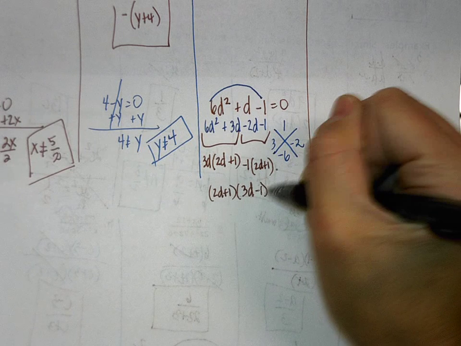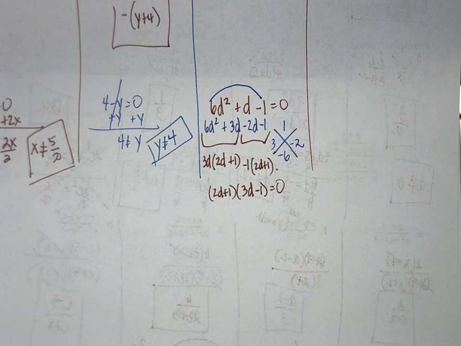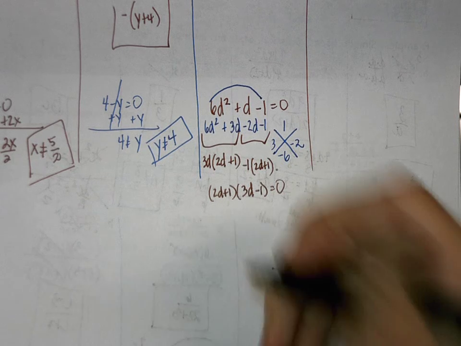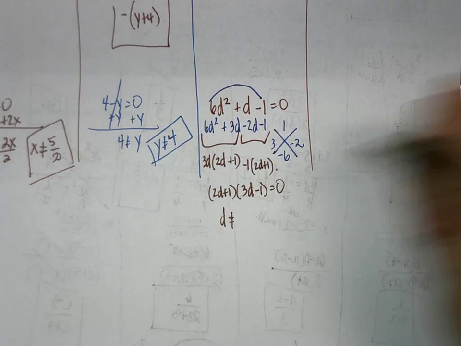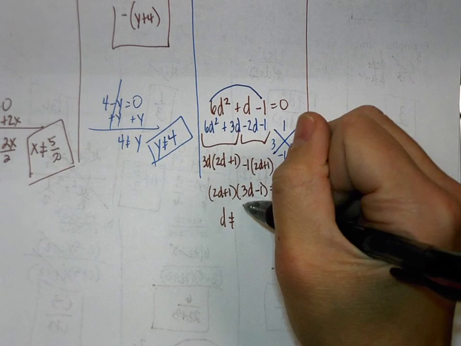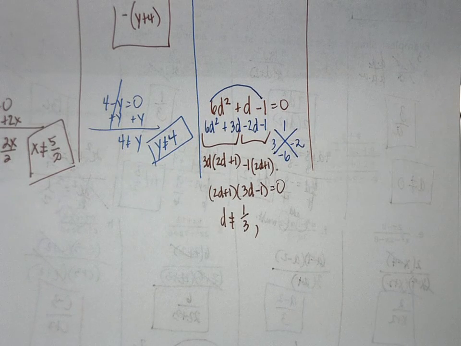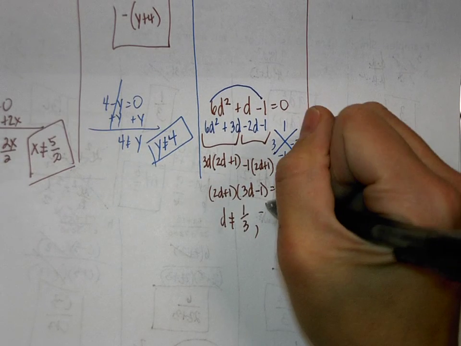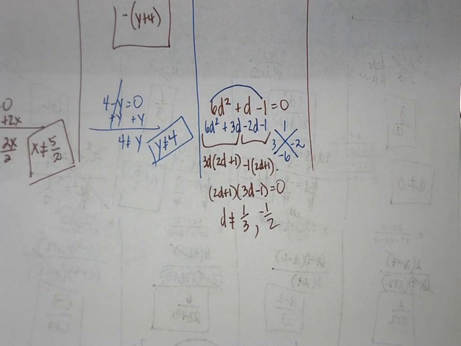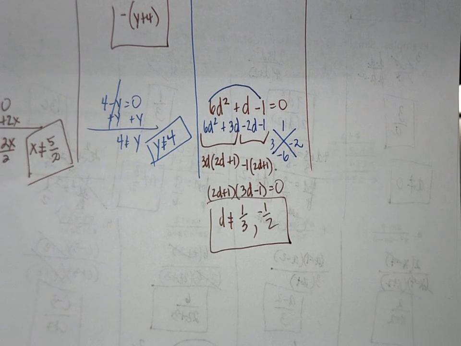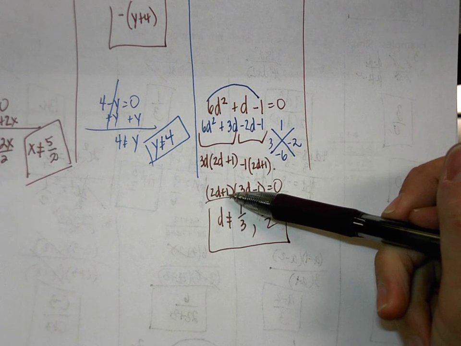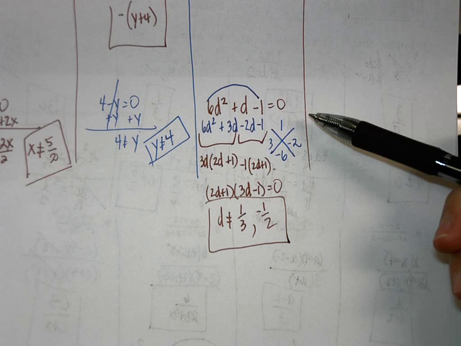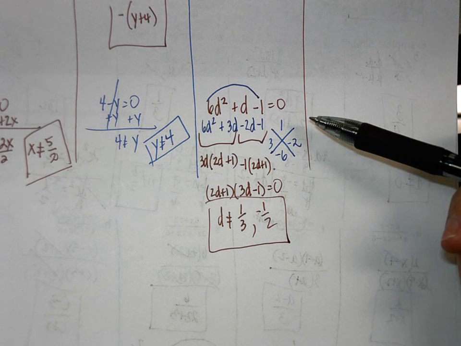Okay, when we set those equal to 0, what can d not equal? Okay, positive 1/3, and then negative 1/2. Are we good with that? Okay. Why is it negative 1/2? Because on this one, the positive one, we'd move it to the other side, which would make it a negative 1, and then divide by 2.